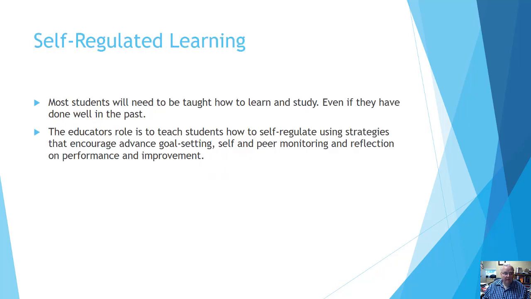Most of your students will need to be taught how to learn and how to study, even if they have done well in the past. This is not something that typically most high schools or even colleges teach. We tend to learn and study the way that we've always done it, and sometimes that isn't the most efficient or the best way to learn. The educator's role is to teach students how to self-regulate using strategies that encourage advanced goal setting, self and peer monitoring, and reflection on performance and improvement.